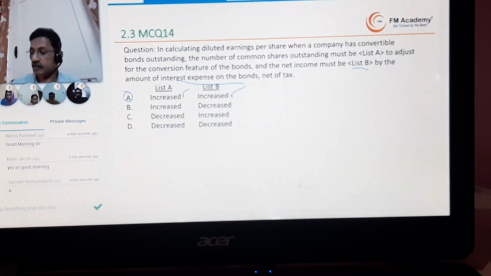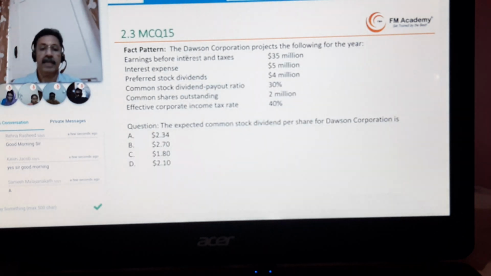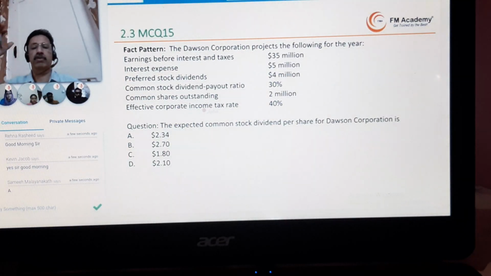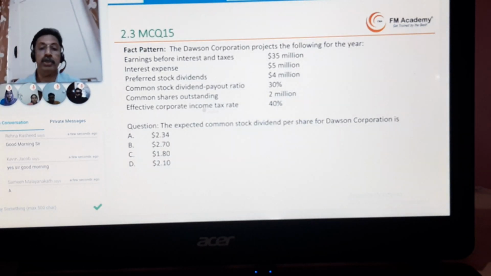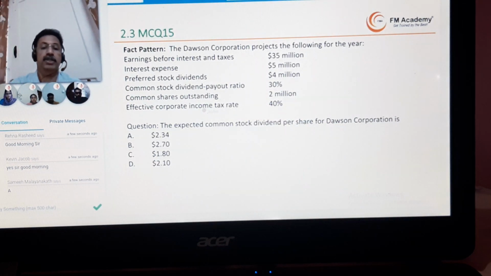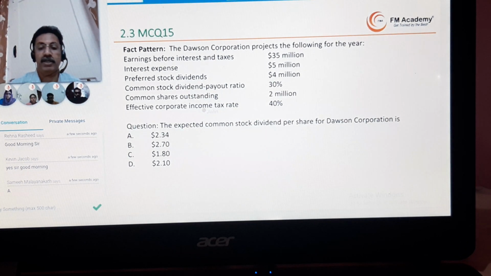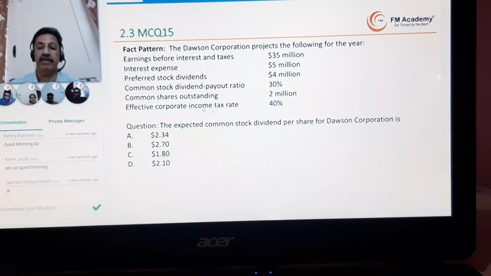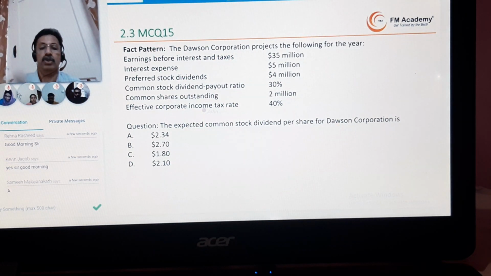Next, there is a fact pattern given. When there is a fact pattern, normally it will have so many items which you may not really require for the particular question. So do not waste your time going through the fact pattern. Instead, you read the question and then, to the extent needed for the question, you selectively read the fact pattern. Here the question is expected common stock dividend per share. What is the common stock dividend per share? Now you go through this.